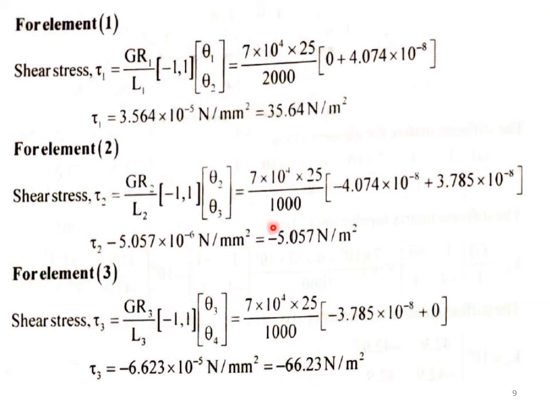So this is how we find the angle of twist and the shear stress for the bar which is subjected to torsion. In this problem, we solved for 3 elements, and in our previous problem we had solved for 2 elements.